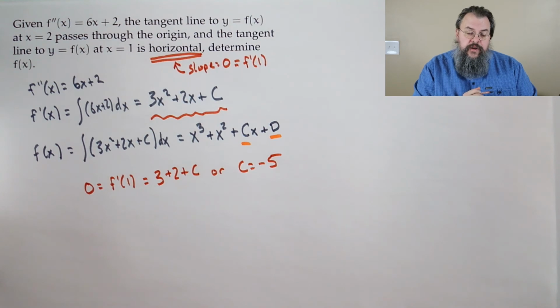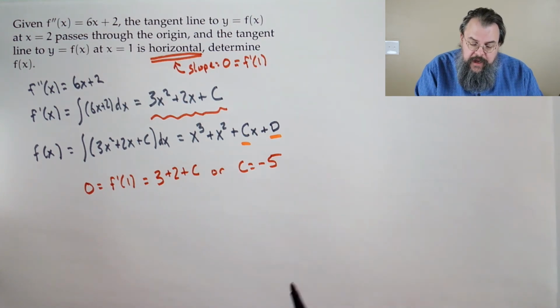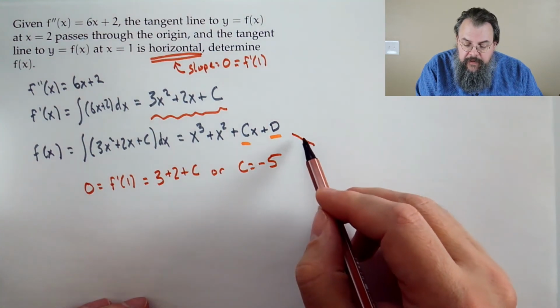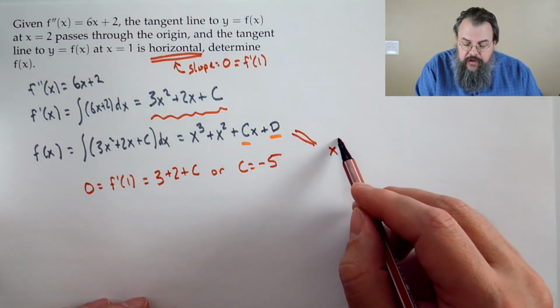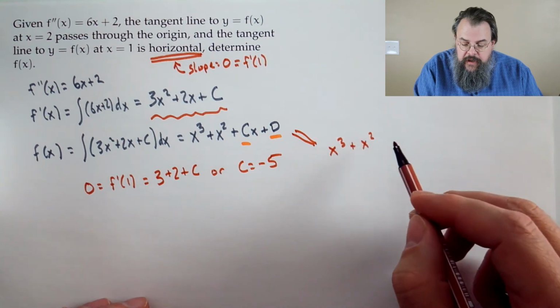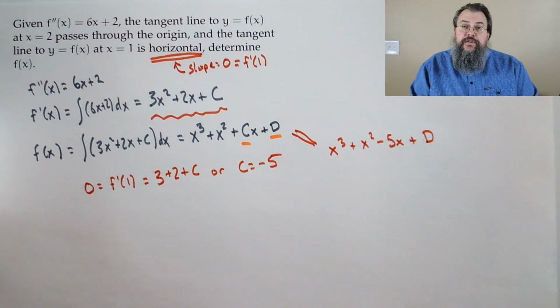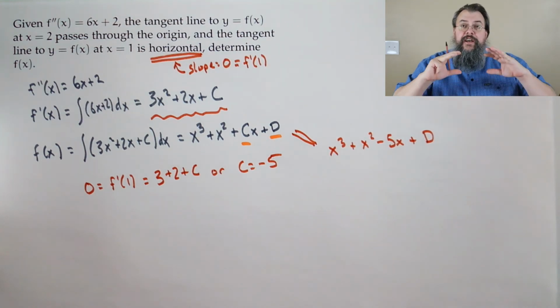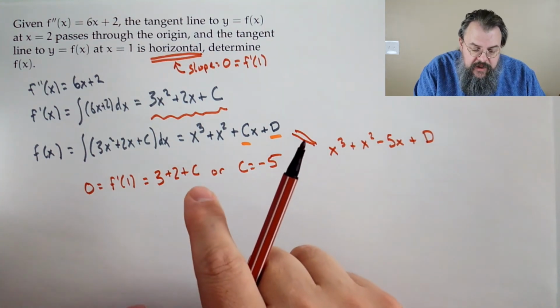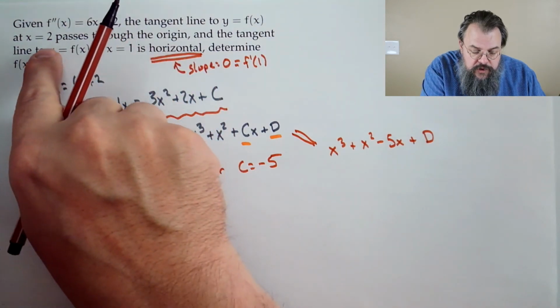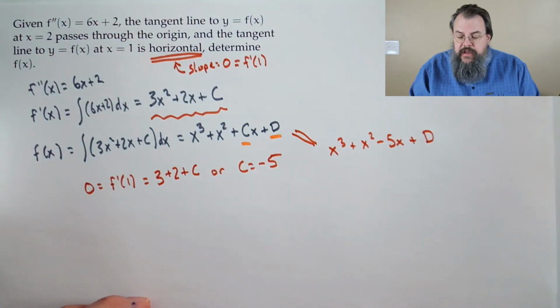Now, what's the other thing? Well, now that we have that, let's go ahead and update this, by the way. Okay, so we get x cubed plus x squared minus 5x plus d. So we have to now choose d. So our tangent line at where? At time 2 passes through the origin.